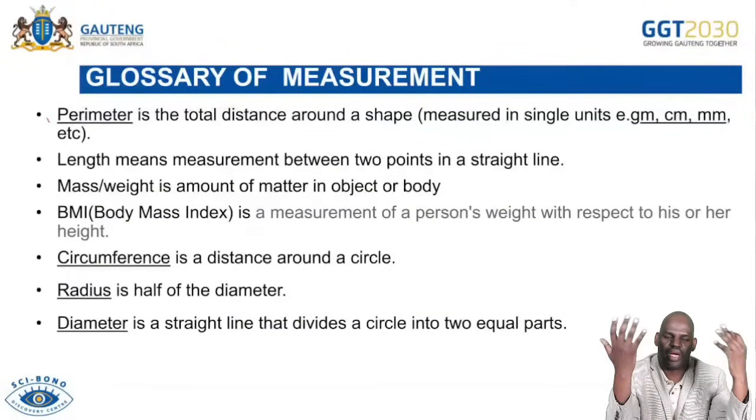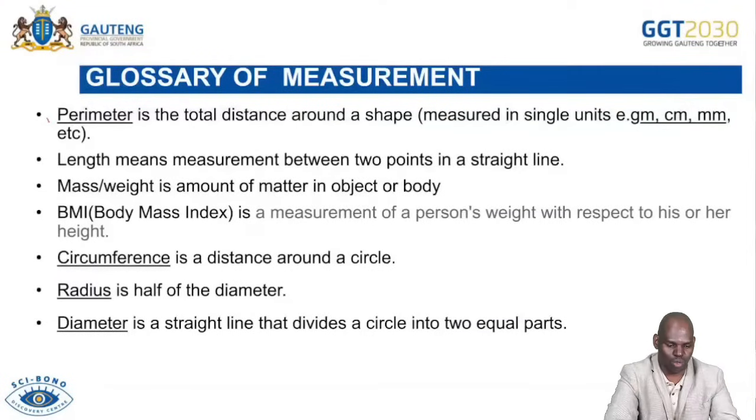As long as you can indicate a couple of words, let's say about 5 or 6 words in the definitions, I'm sure the examiner will be able to accept that. So of course, we've got perimeter. You must be able to give the definition of a perimeter. We've got the length, which means measurement between 2 points in a straight line. And then we've got mass or weight, is amount of matter in an object or body.